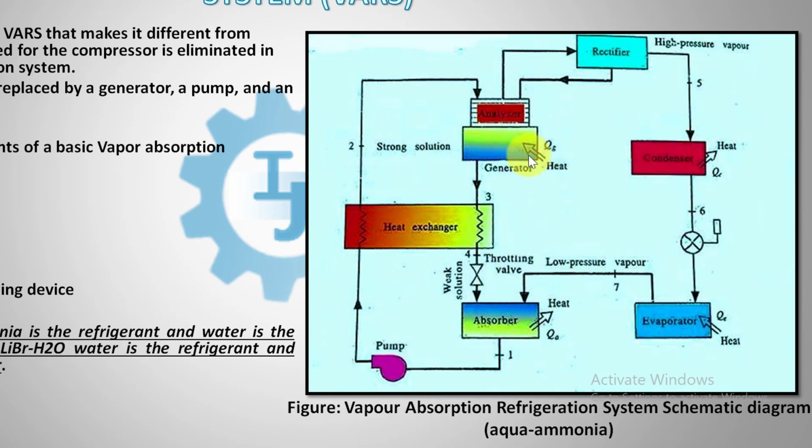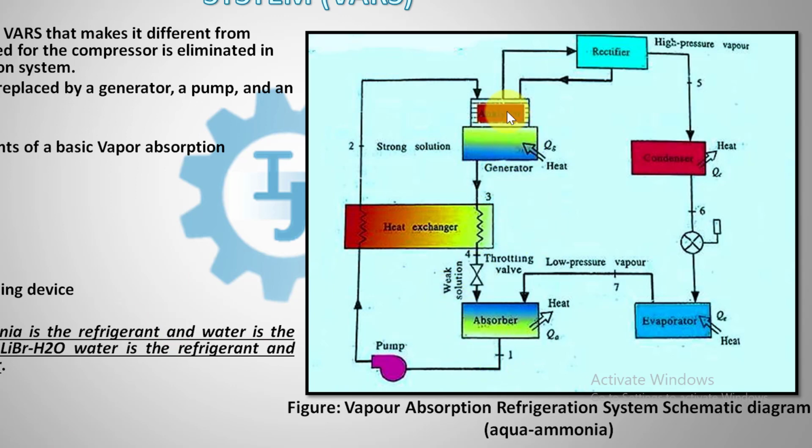This weak solution comes back to the absorber. Now what is the function of the heat exchanger, the analyzer and the rectifier? The function of the heat exchanger: the strong solution pumped to the generator must be heated, and the weak solution coming back from the generator to the absorber must be cooled. This heat exchanger facilitates both and thus reduces the cost of heating and cooling. The heat exchanger is placed between the generator and the absorber.